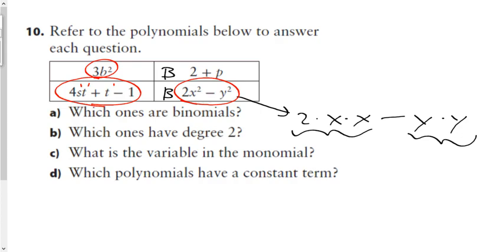Finally, what is the variable in the monomial? Well, since there's only one monomial, the variable is b. And finally, which polynomials have a constant term? Okay, let me erase this because it's a little crowded right now. How many of those 4 answers have constants? Carter, how many of those 4 polynomials have constants?